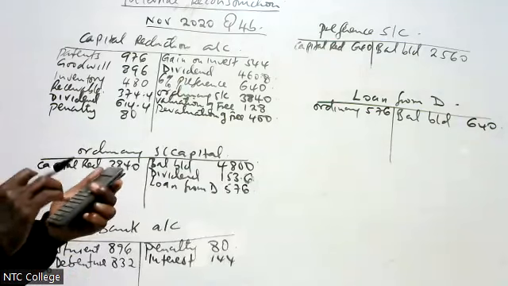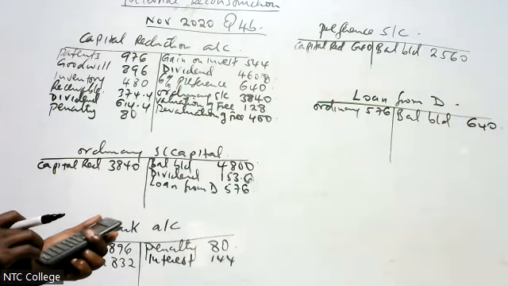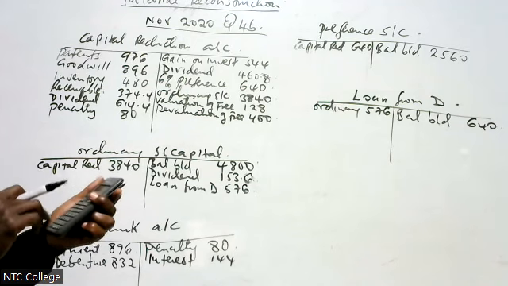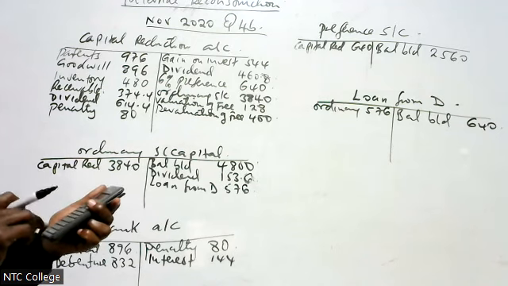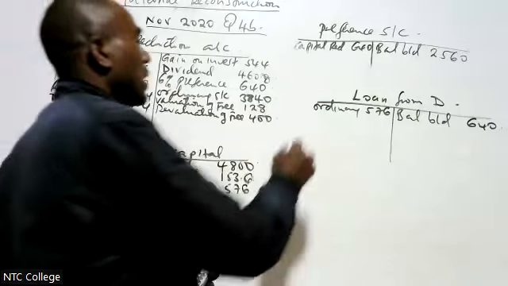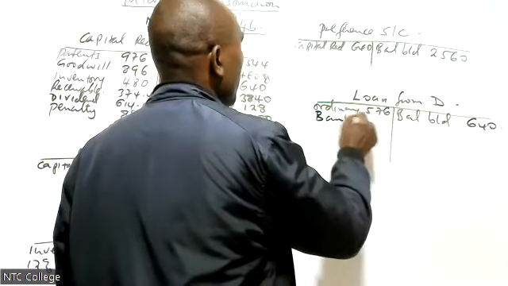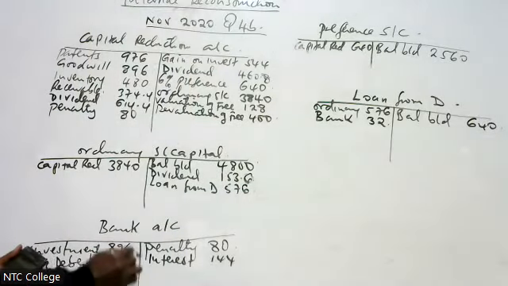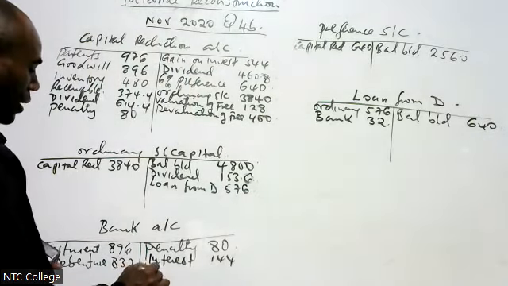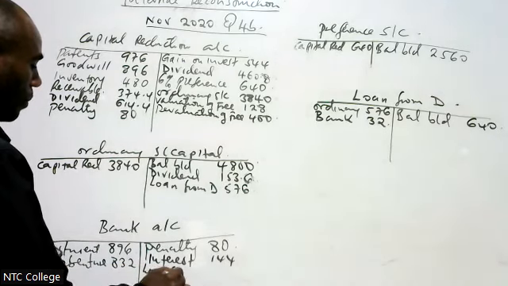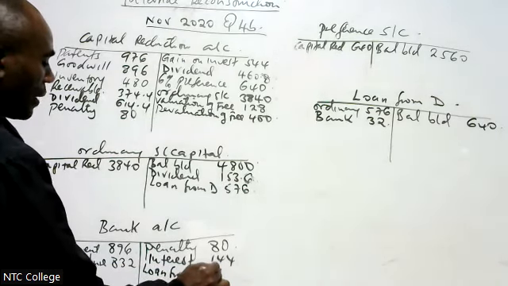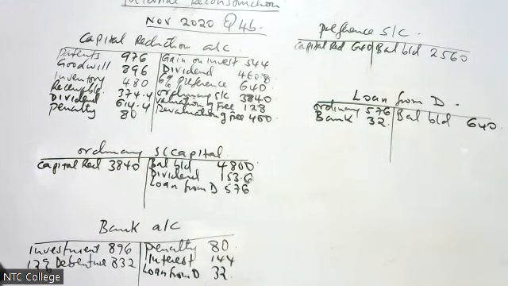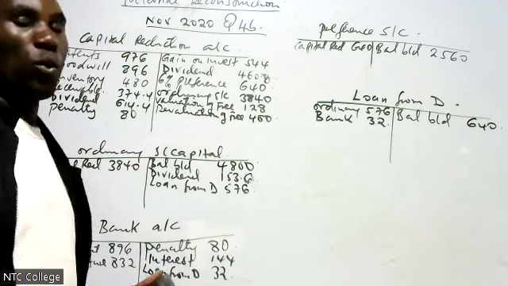Then 5% will be paid cash. Therefore, 0.05 times 640, I'm getting 32. We are going to pay them 32 through bank. Therefore, in my bank account, I say loan from directors, I have paid 32.